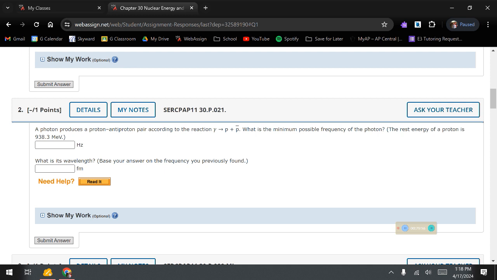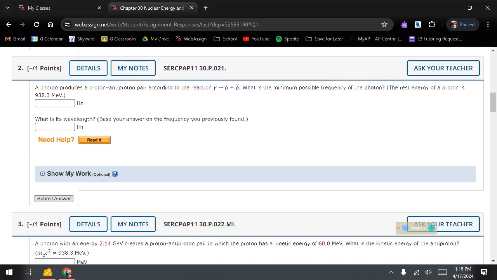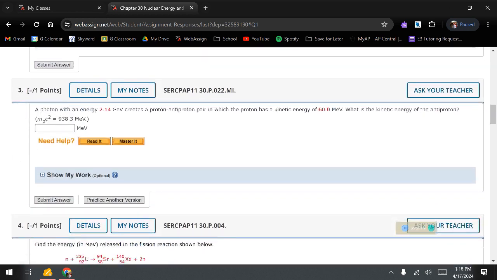What equation do we have for energy to frequency? The energy of a photon is equal to hf. Correct, there you go. And then its wavelength is going to be, real basic, c over frequency.